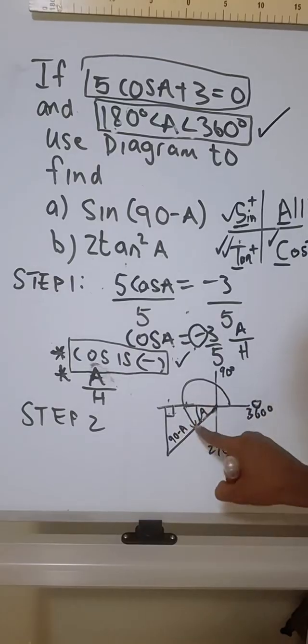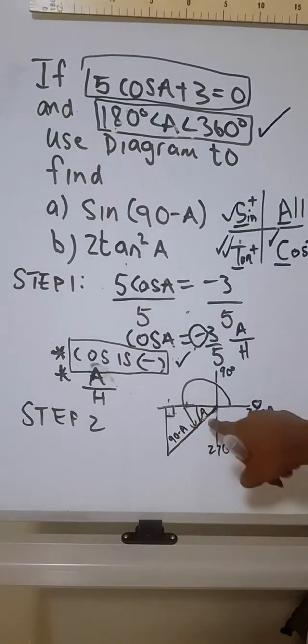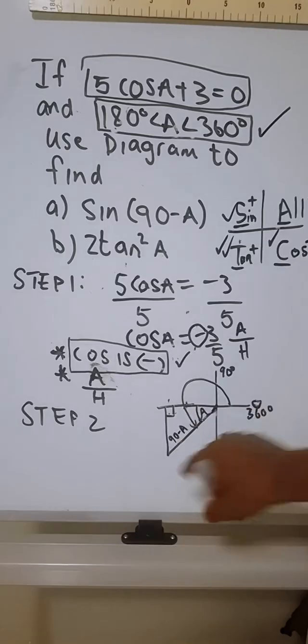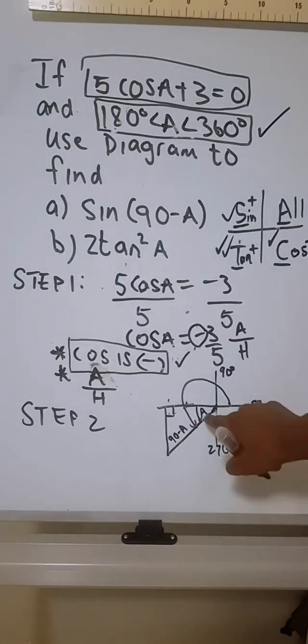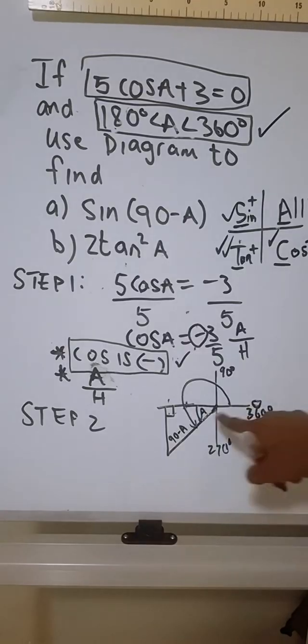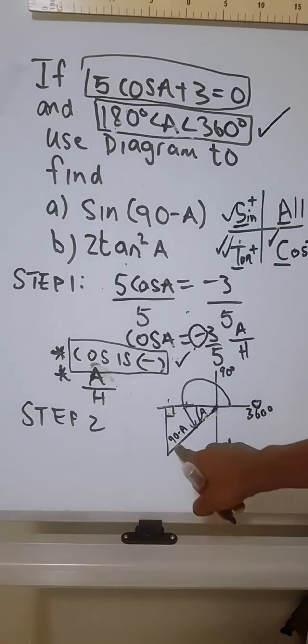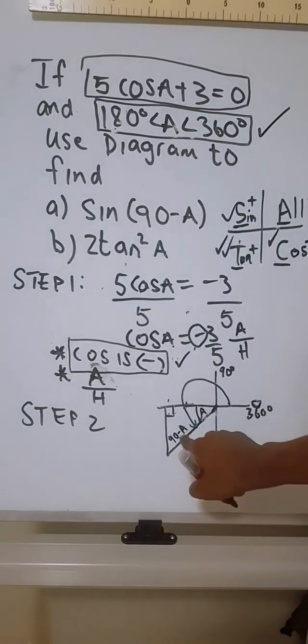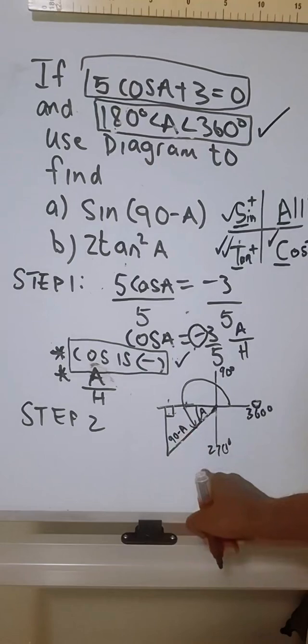90 minus whatever that acute angle is. So since it's angle A, we're going to say 90 minus A. If it was angle theta, we would say 90 minus theta. If it was angle beta, we would say 90 minus beta. Okay. Why is it specifically going to be 90 minus A, this angle specifically?